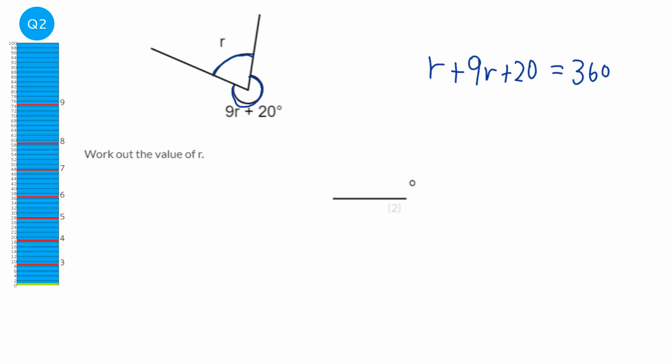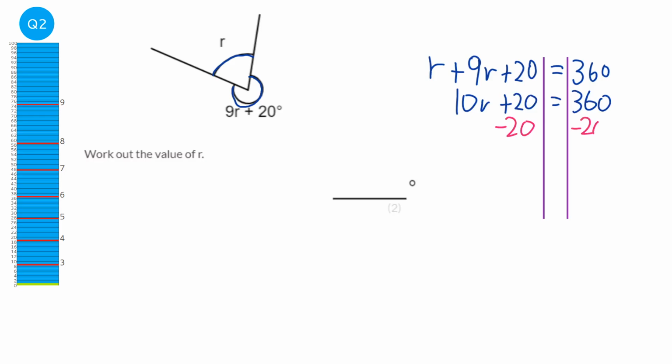So we've got an equation here we can solve. So first of all, let's add the r's together, and so that will be 10r plus 20 equals 360. Then we're going to subtract the 20 from both sides. So we have 10r equals 340, and then we're going to divide by 10 both sides. So we have r equals 34. So our answer is 34.